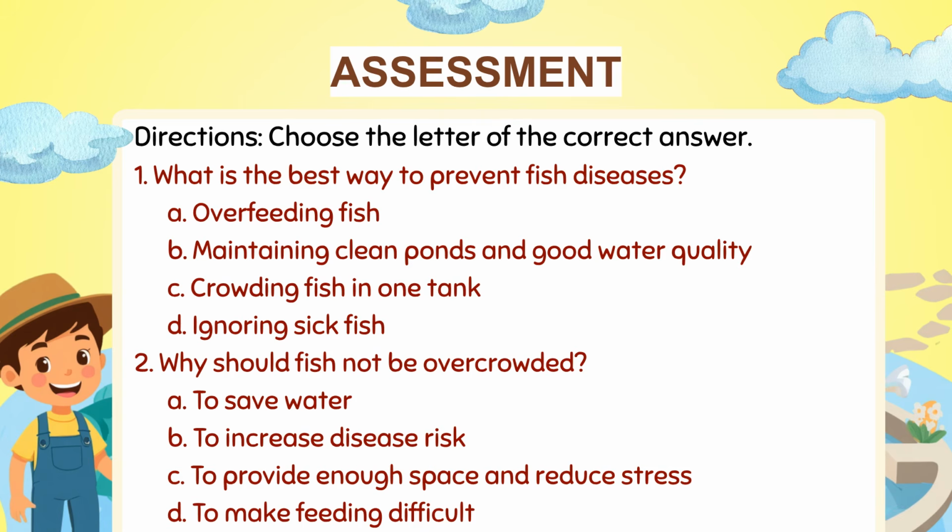Now, for question number 2, why should fish not be overcrowded? Is it A, to save water, B, to increase disease risk, C, to provide enough space and reduce stress, or D, to make feeding difficult? Choose the answer that best explains why proper space is important for fish. Take your time, read each choice carefully, and remember what we learned about clean water, proper fish care, preventing disease, and reducing stress. Good luck, everyone. Let's see how much you have learned.